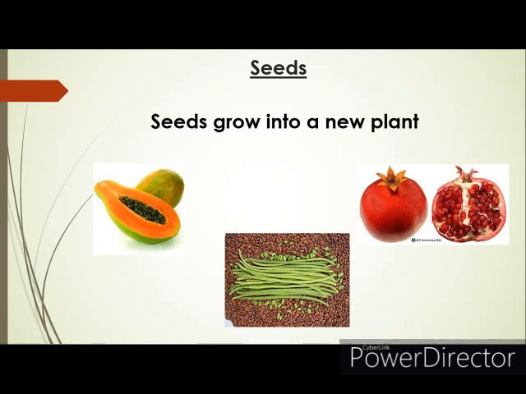And when the seeds grow into a new plant, they receive water, air and warmth, when they receive proper conditions. See, seeds grow into a new plant under proper conditions. Seeds need water, air and sunlight to grow.